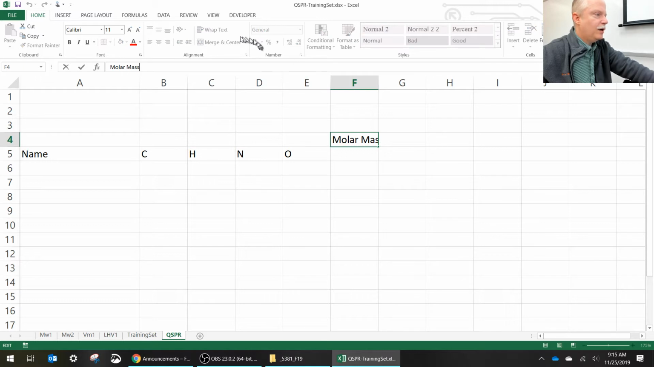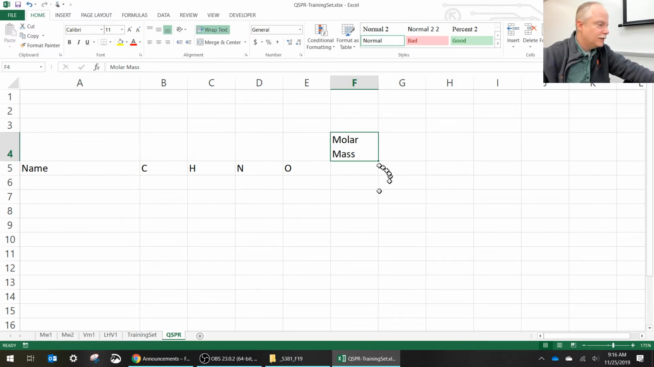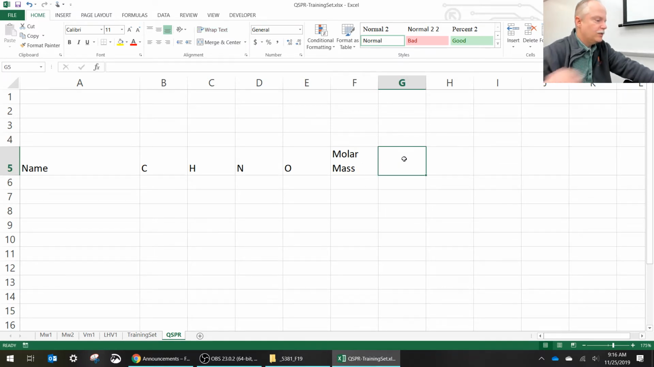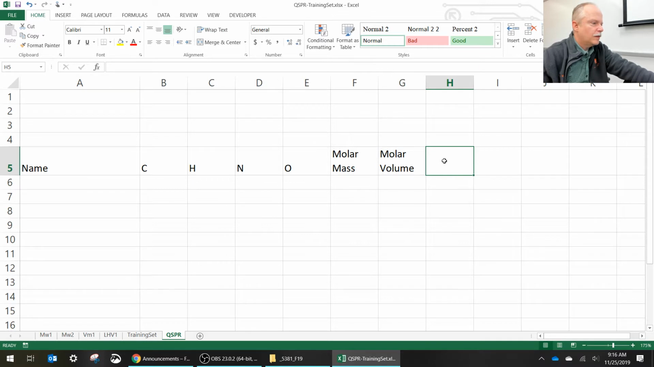And you can come up here and see this little thing called word wrap. Word wrap is really helpful. Okay, so we're going to word wrap this. And let's go ahead and put it on the same row with our headings, actually. So we had molar mass, we had molar volume, hit the wrap text button again.